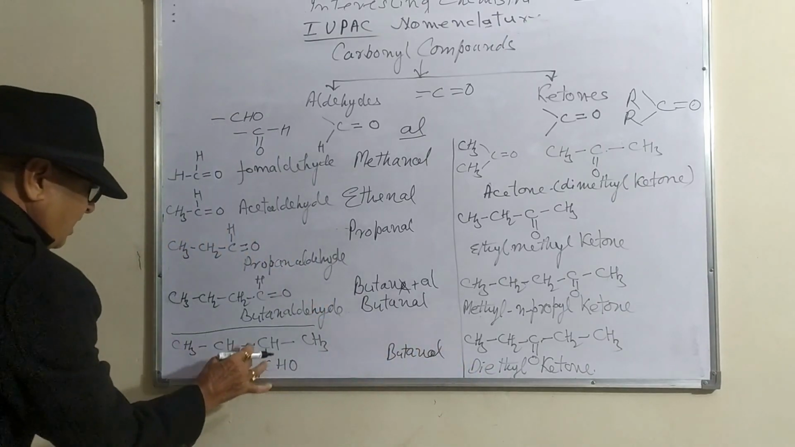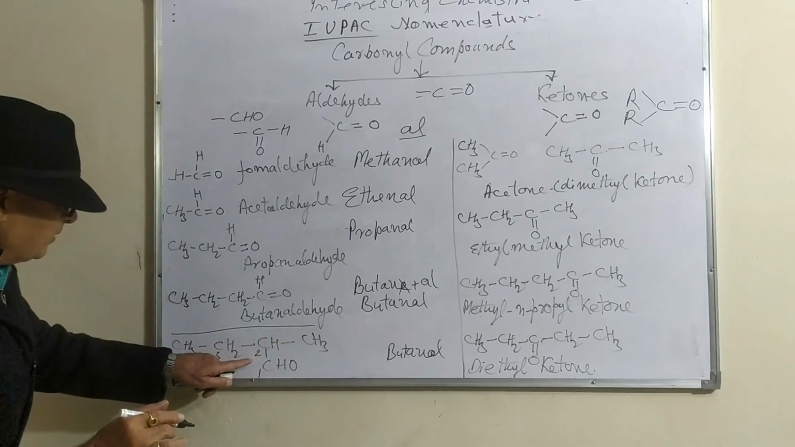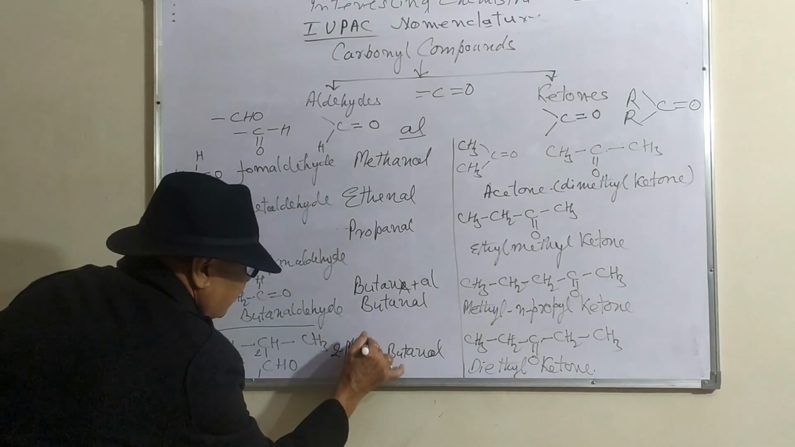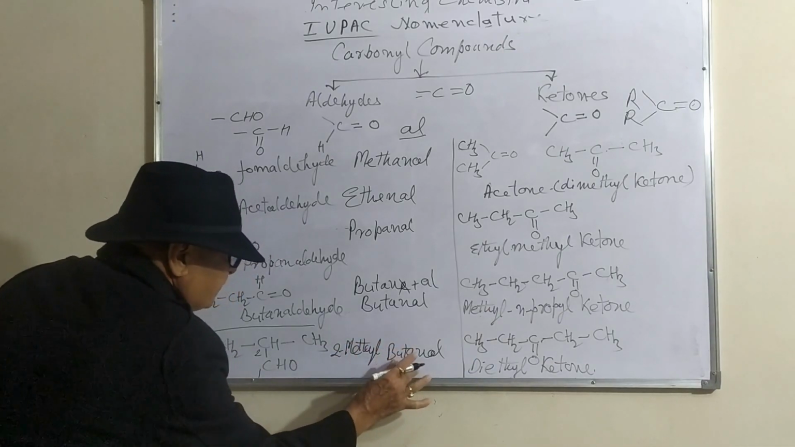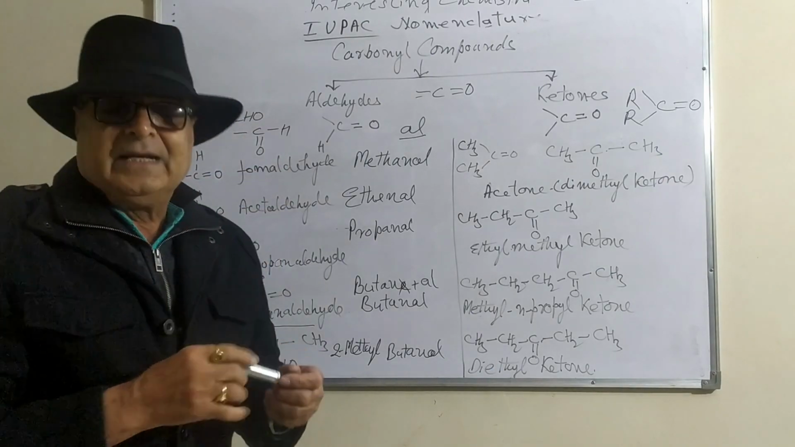And again, at number 2 there is a methyl group. So the name will be 2-methyl-butanal. So these are the names of aldehydes.